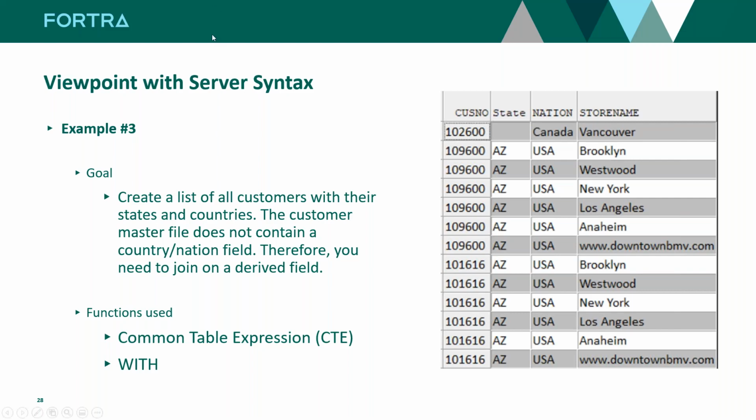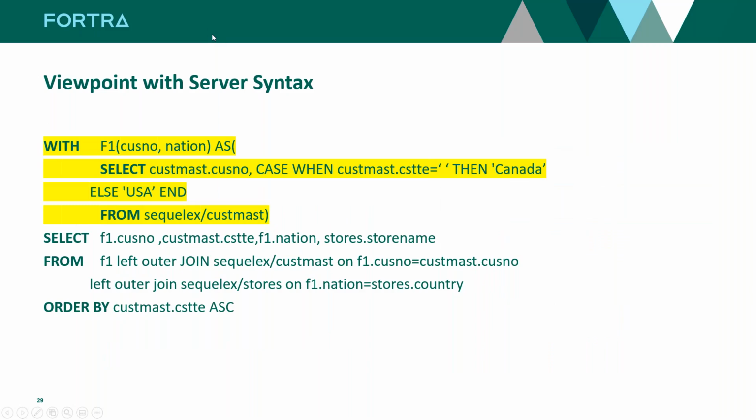So the example SQL starts with WITH, and that's how you know you're using a CTE. Then you define a file name, and then define what's going to be in that temporary file. Then you just start with your select statement. Now you'll be able to see in the from statement at the bottom, F1 is being left outer joined to the actual customer master file.